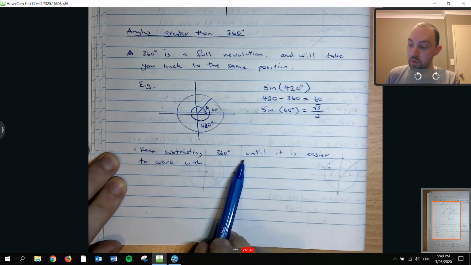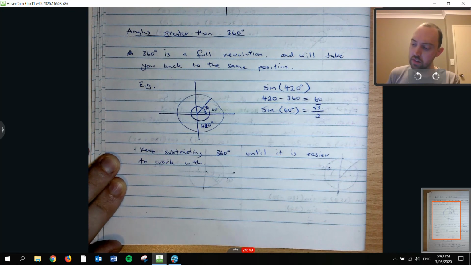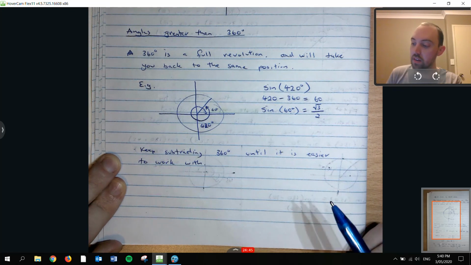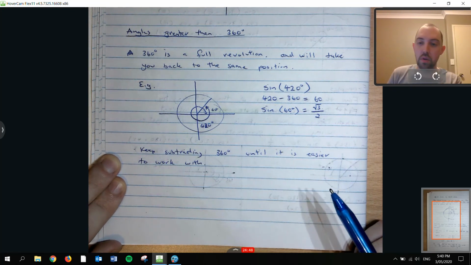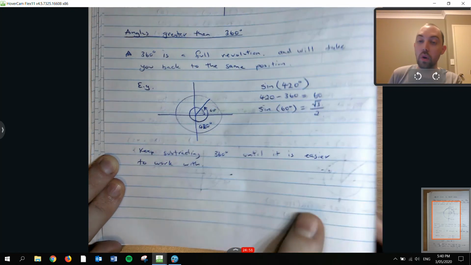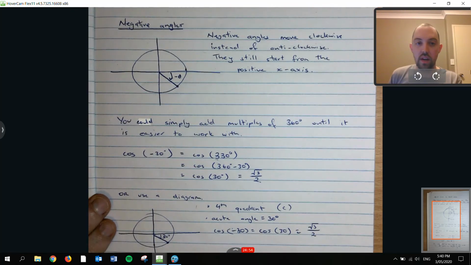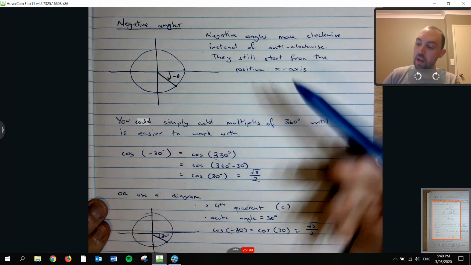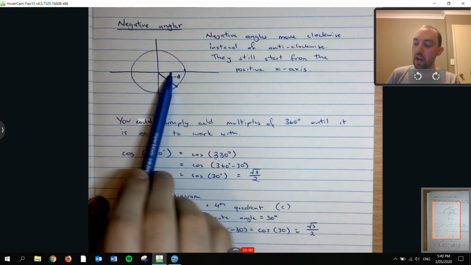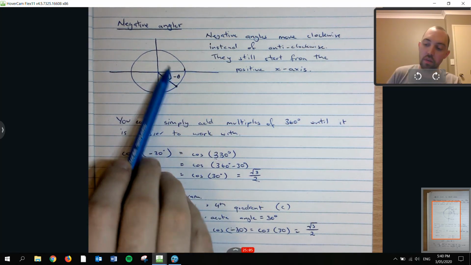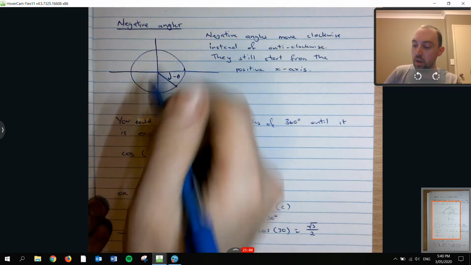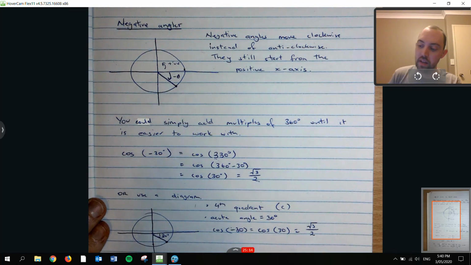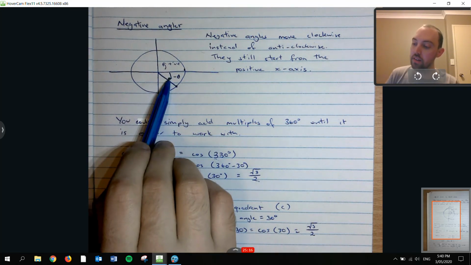So the way you can do angles greater than 360 degrees is just keep subtracting that 360 until it is a much easier angle to work with. Try not to go into negatives, although negatives are our next little thing here, and can be just as useful to think about. Negative angles are when we're going clockwise instead of the convention of anti-clockwise, which is positive. If we're talking about a negative angle, we're going clockwise from that x-axis.